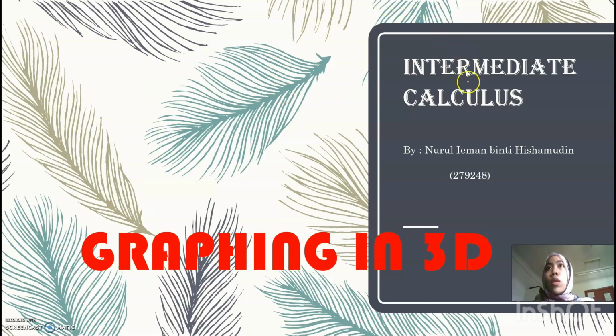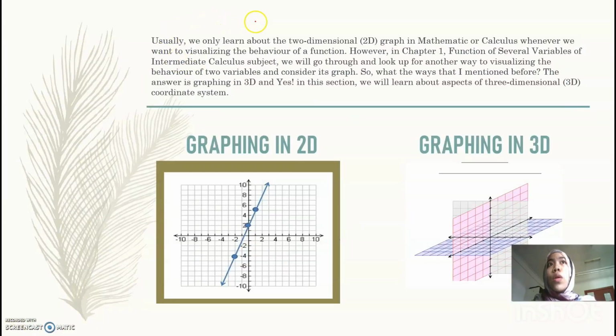So for intermediate calculus, I want to go through graphing in 3D, or graphing in the 3-dimensional section, in chapter 1 of intermediate calculus. Usually, we only learn about the 2-dimensional, 2D graph in mathematics or calculus whenever we want to visualize the behavior of a function. However, in chapter 1, functions of several variables, we will look for another way to visualize the behavior of two variables and consider its graph.